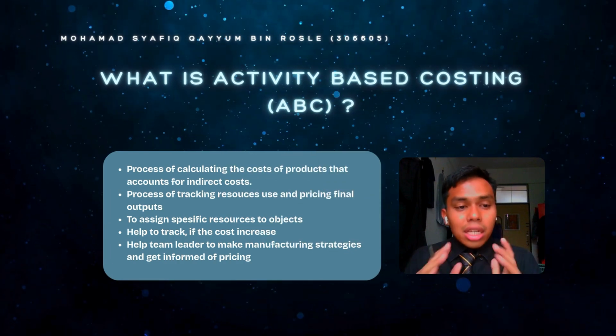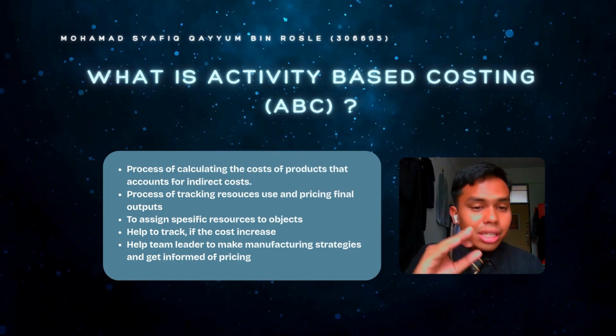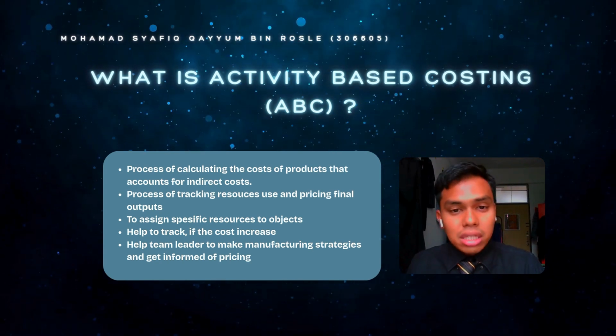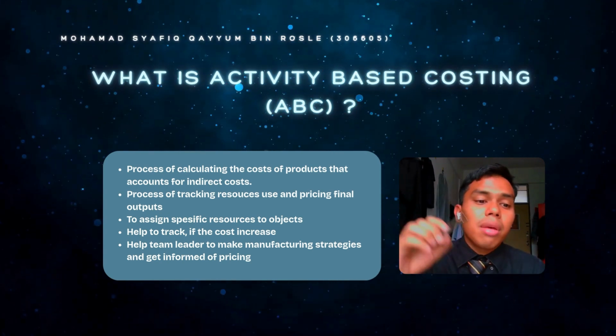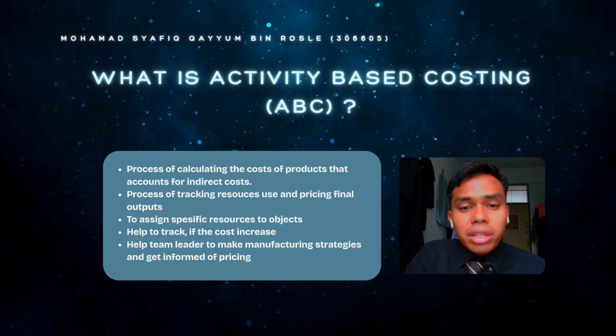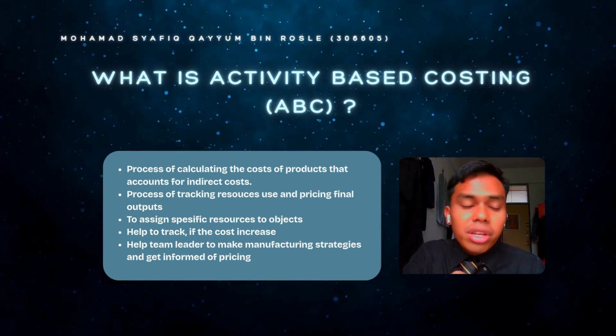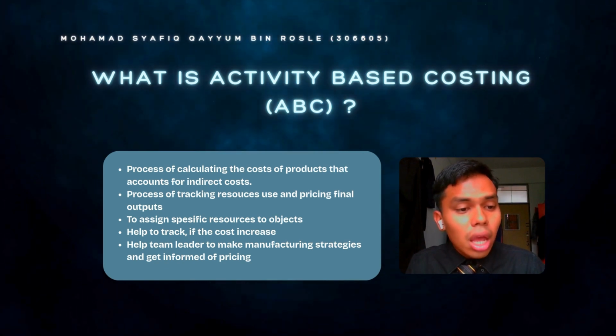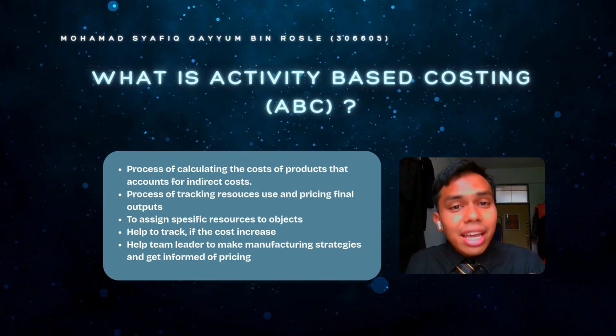Okay, hi. Assalamualaikum. I'm Muhammad Shafiq Brusli. In my turn, I will also talk about ABC, also known as activity-based costing. So what is ABC? Based on my slide, ABC is a process of calculating the cost of a product that accounts for indirect costs. So that means ABC is about calculation of the cost, but specifically the indirect cost.